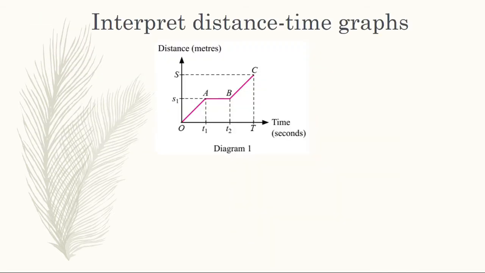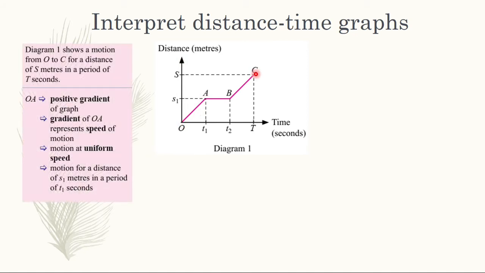So we continue. From this chapter, you have to know how to interpret the distance-time graph, because later on you will have to answer questions based on the graph. We have a distance-time graph over here, whereby the y-axis indicates the distance and the x-axis the time in seconds. The time is t, the distance is s. We are going to see how to interpret the distance-time graph. This diagram shows a motion from O to C for a distance of s meters in a period of t seconds.